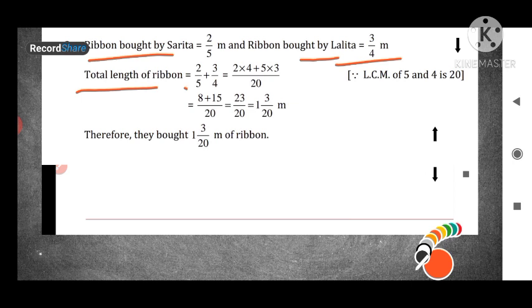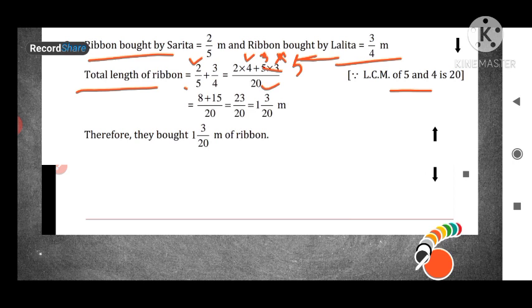So what are the denominators? 5 and 4, isn't it? So the LCM of 5 and 4 will be 20. So you will write here 20. Now 2 multiplied by what? 20 divided by 5 is what? 4. So you will multiply 2 with 4 plus, here you have to write first 3. Then you will multiply 3 with. Now 20 divided by 4 is how much? 5. 20 divided by 4 is 5.